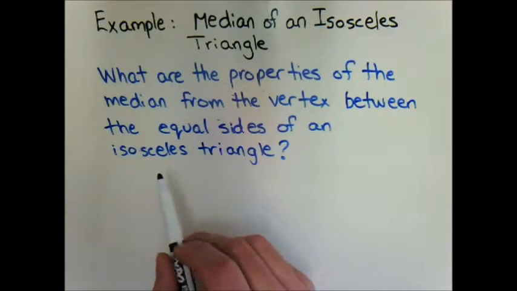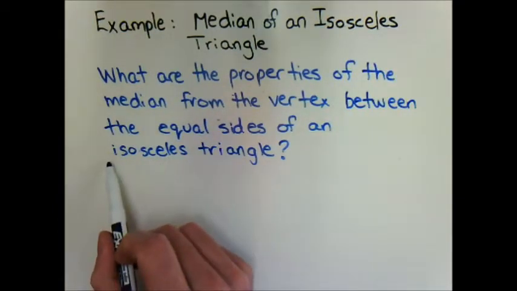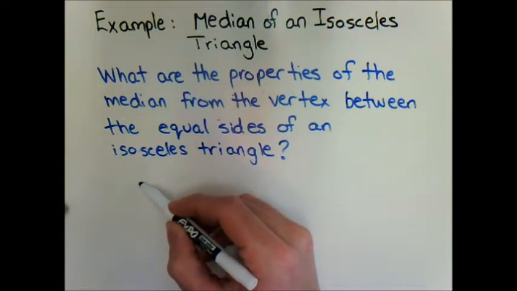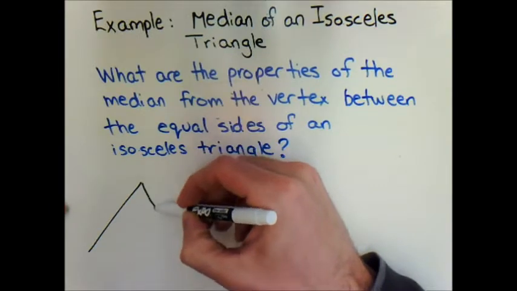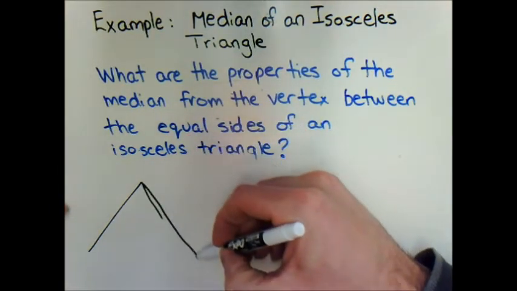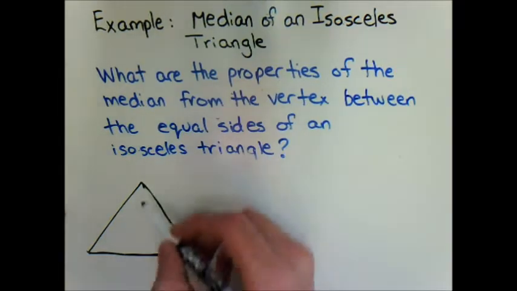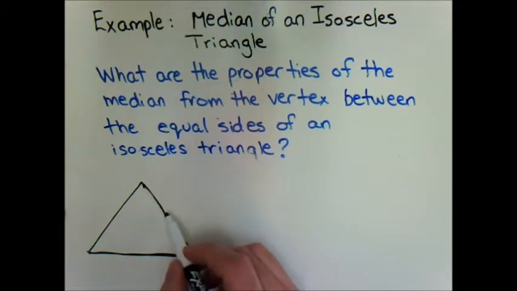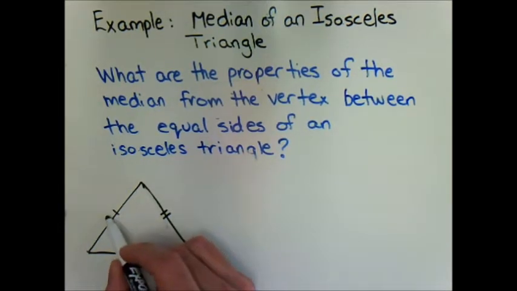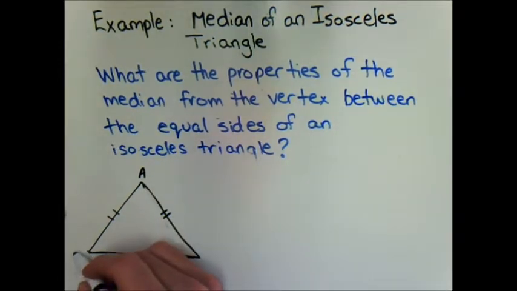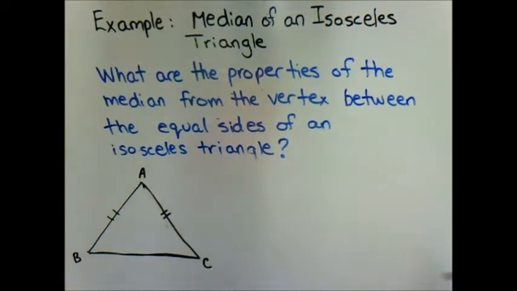The first thing we want to do is notice that we are working with an isosceles triangle. Well, let's go ahead and draw any old isosceles triangle. We remember that an isosceles triangle has two equal sides. And there we go. It's not perfect, but we will call these two sides equal, and we will label our triangle A, B, C. So there we have isosceles triangle ABC.